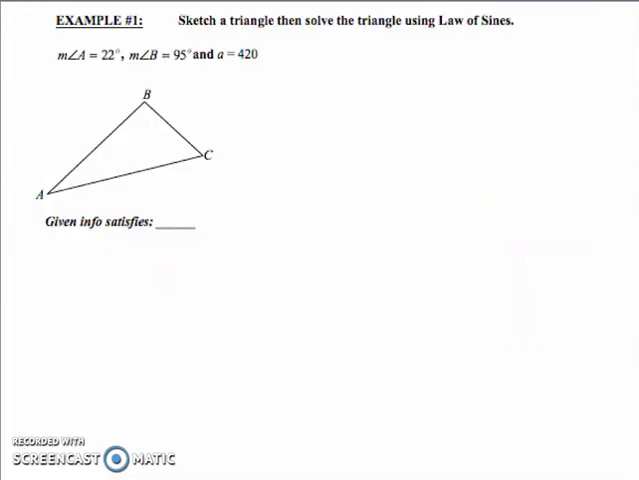We've got a triangle and some given information. The first thing we're going to do is fill the given information in the picture. The measure of angle A is 22 degrees. The measure of angle B is 95 degrees. And side a, which is directly across from angle A, is 420. By the information we are given, this triangle satisfies side, angle, angle.